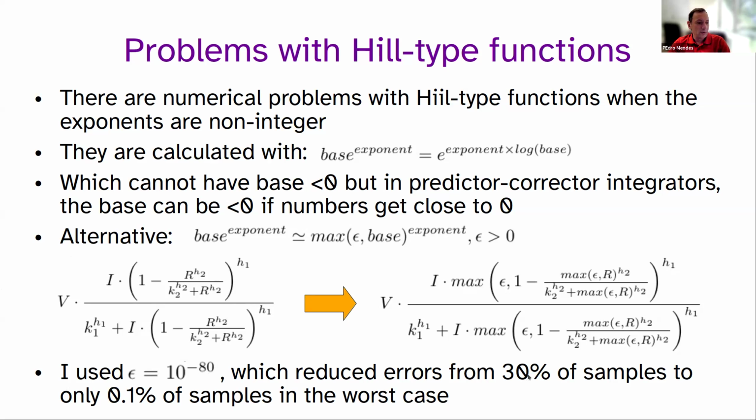And that reduced the errors from 30% when I had just that to about 0.1% of the samples. By the way, 0.1% still work because even 10 to the minus 80 is not that small. In some cases it will still generate. But I can live with that. 0.1% of the samples were broken and I just did nothing about it because the other 99.9% were fine.